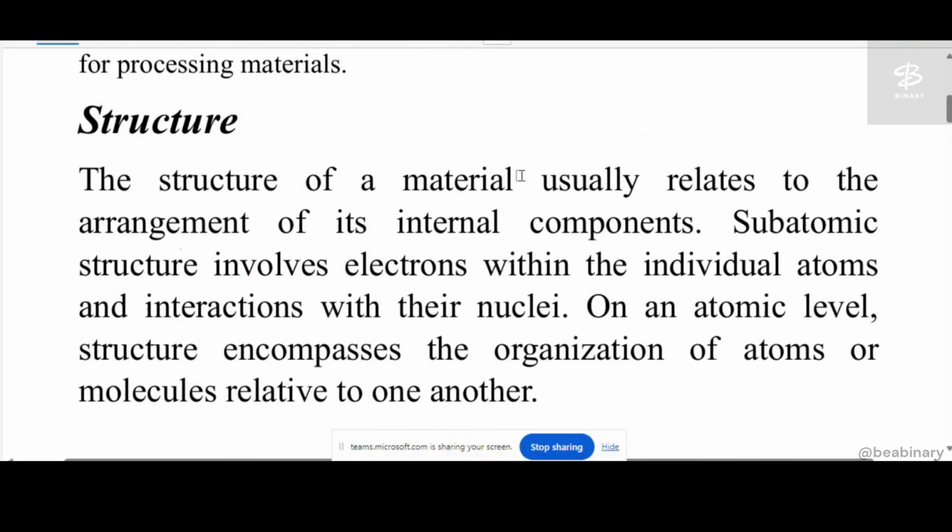The structure of a material usually relates to the arrangement of its internal components. As you know, what are the components? Okay, I have dealt with that already. So subatomic structure involves electrons within the individual atoms and their interaction with their nuclei. Nuclei means nucleus, okay, the different ones. It's just a plural.